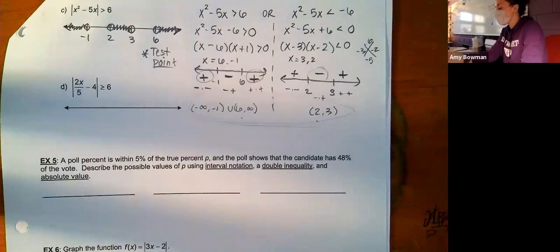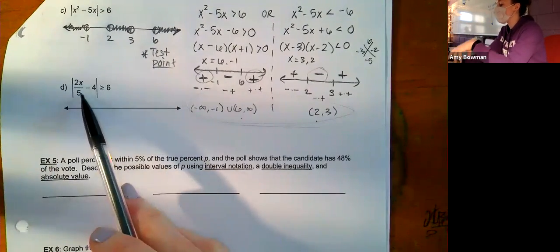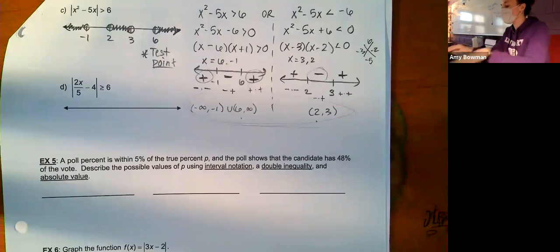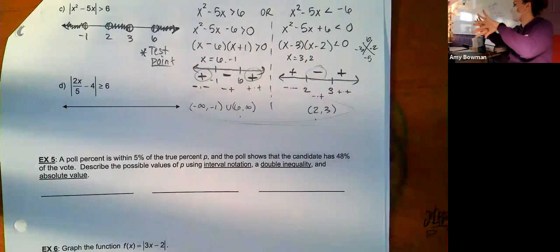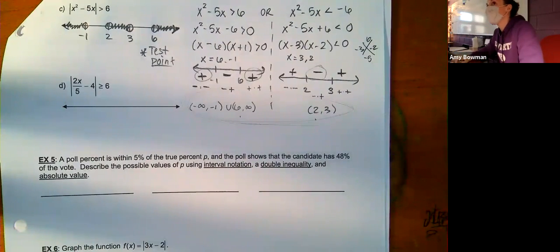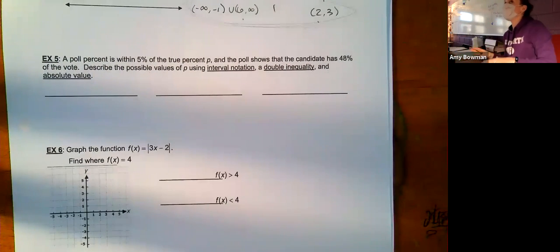Okay, so we're going to skip D, but it's the same thing. You do have those two separate. Anytime you have absolute value with a greater than, you've got the two separate situations. If it's less than, you've got the double inequalities. So moving on. Now we will be able to represent certain real world scenarios in different ways, and one of those ways is going to be absolute value inequalities.